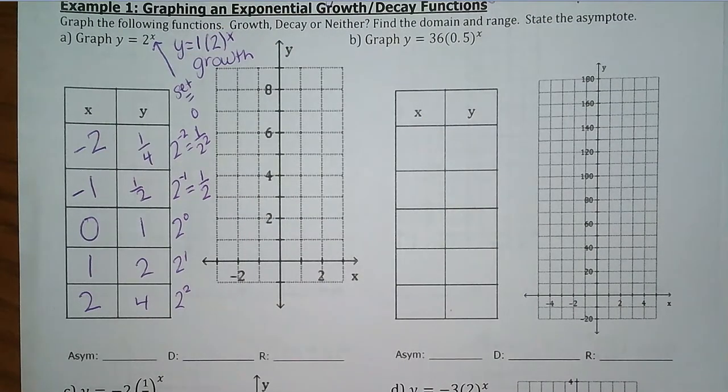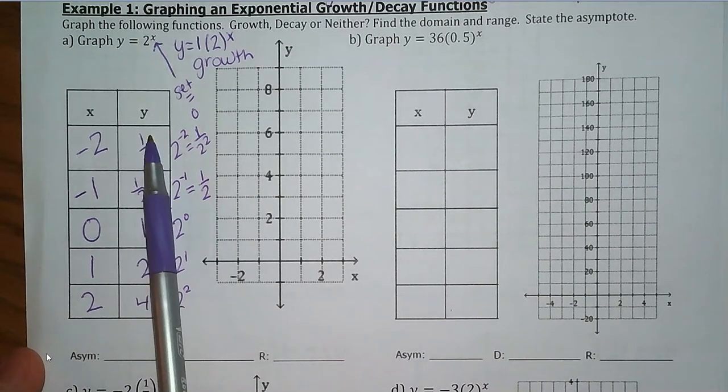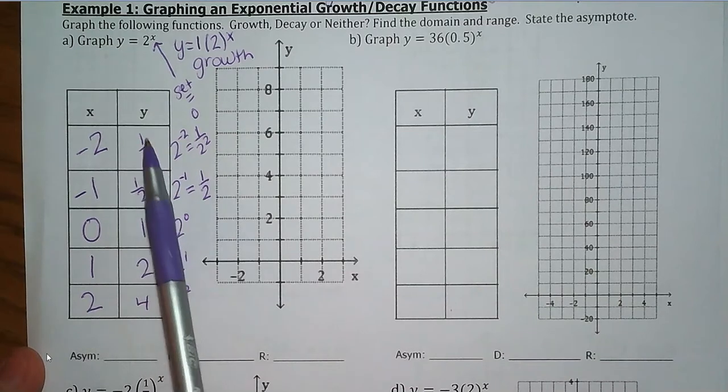Okay, now I'm going to grab a highlighter real quick. What I want you guys to do here, we'll talk about the asymptote, that's why I want to grab my highlighter in a second.